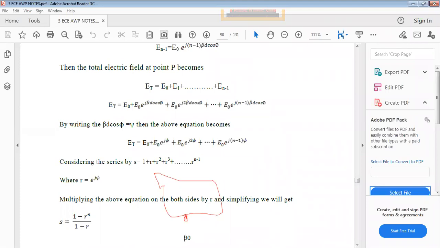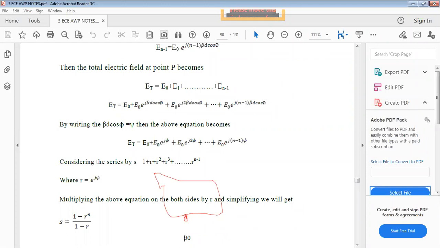Already I told you, e power j0 psi is nothing but 1. That's why it is replaced with 1. It equals E naught plus E naught into e power j beta d cos phi plus e power j 2 beta, up to e power j of n minus 1 beta d cos phi. So already you know what is meant by beta d cos phi. Beta d cos phi is nothing but the total phase difference due to the path difference. That's why beta d cos phi is replaced with psi here again.